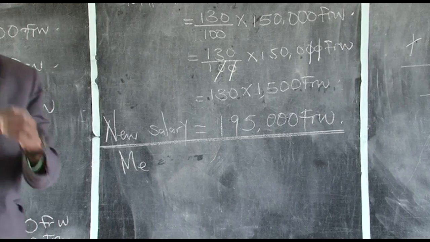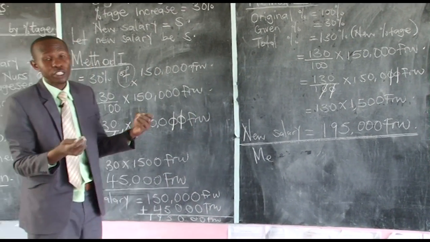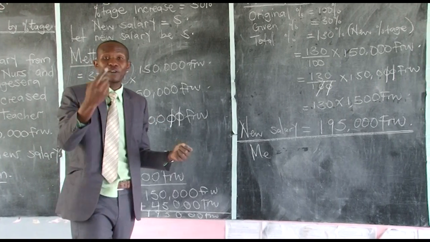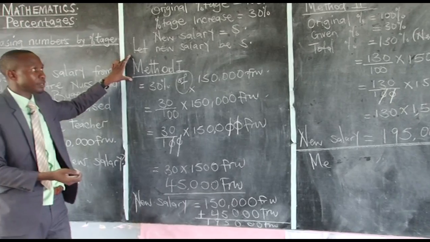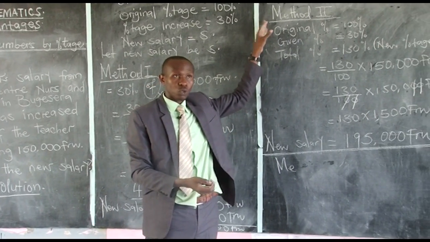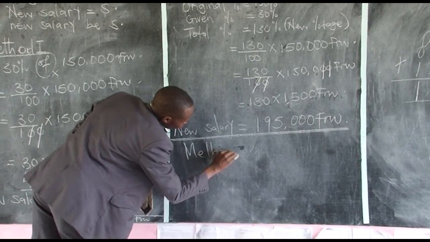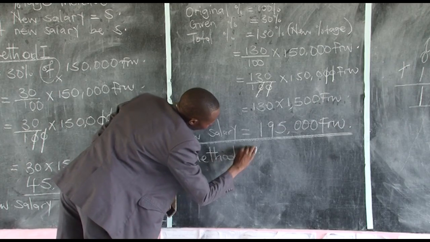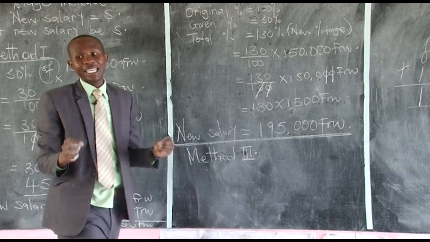So after there, I want us to look at also another method. We have very many methods. You see, in mathematics, you don't rely on one method. If you have not understood the first method, and you realize the second method you have not understood, please look at this third method. It may be easy for you, but all of them are correct and they all give us the same answer. So let's look at the third method.